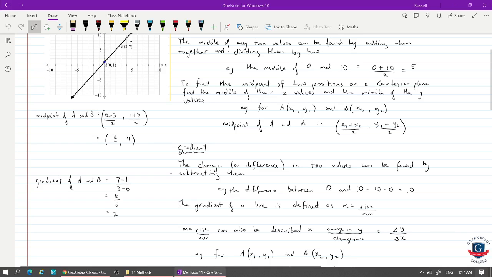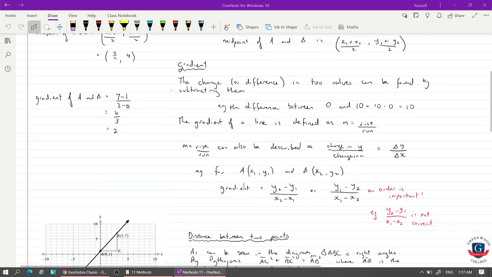So let's have a look at the slope for this line. The change in y goes from 1 to 7, that's an increase of 6. There it is there. It goes from A to B. The x goes from 0 to 3, so that's a change in x of 3. Simplify that, 6 divided by 3 is 2. The gradient of this line is 2.